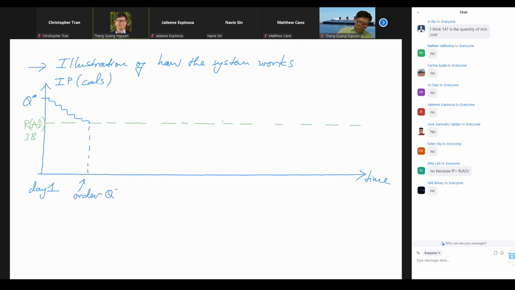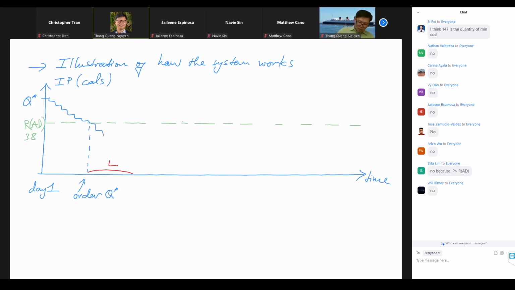How much do we order? We actually order the Q star, the fixed quantity that we should order every time. And we order that Q star because that will help us to go to the lowest point on the cost curve, right? So that's the reason why we need to calculate the Q star right at the beginning. All right, we order on that day, but it doesn't mean that we receive the merchandise right away. Remember, we have the lead time, right? So here's a lead time. We have to wait before we can receive the merchandise.